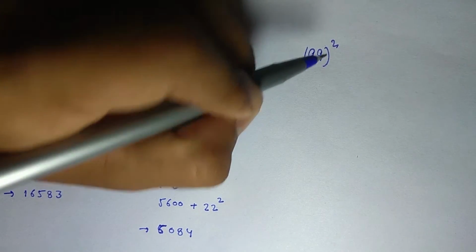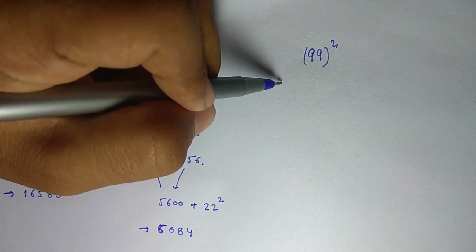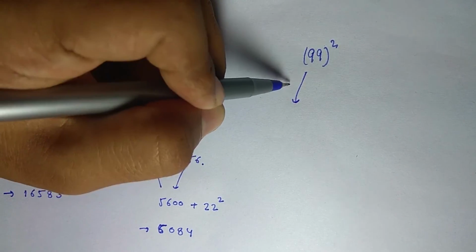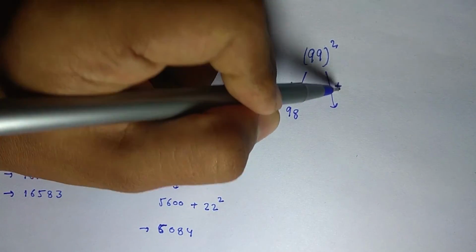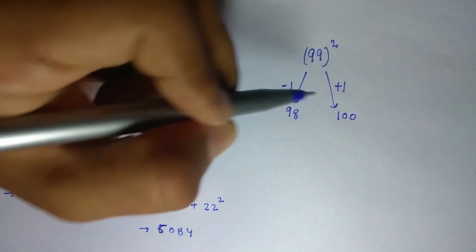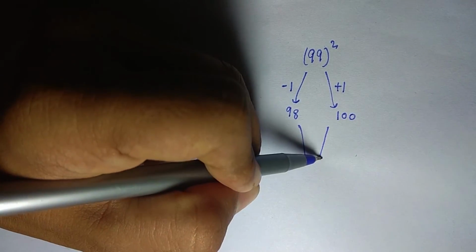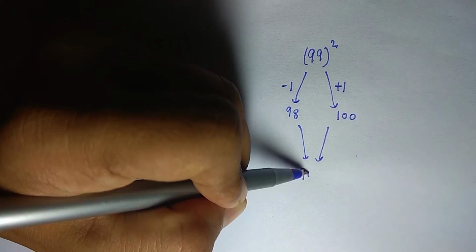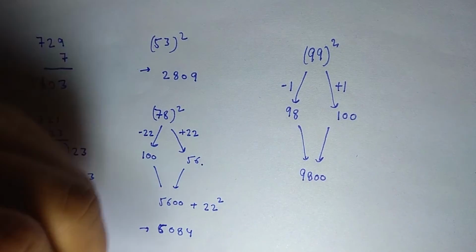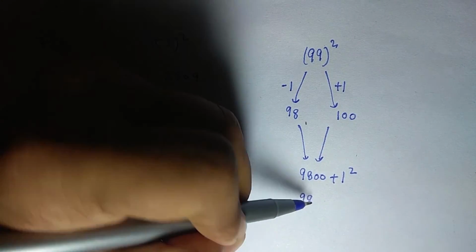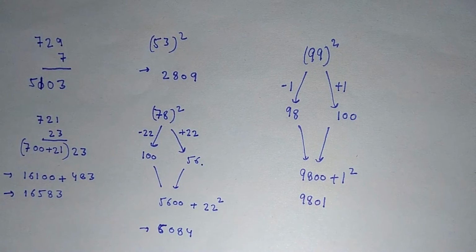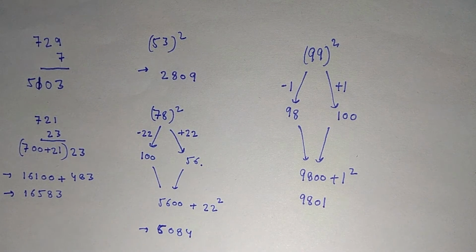Next up, let's multiply 99 with 99, that is 99 squared. That's a pretty easy equation. Adding 1 gives me 100, subtracting 1 gives me 98. 98 times 100 gives me 9800, and adding 1 squared, that is 9801. So next time if someone asks you 99 squared to check your mental ability, you would rather be laughing.